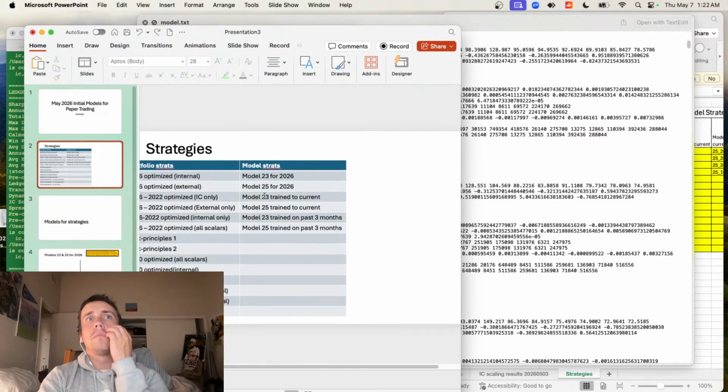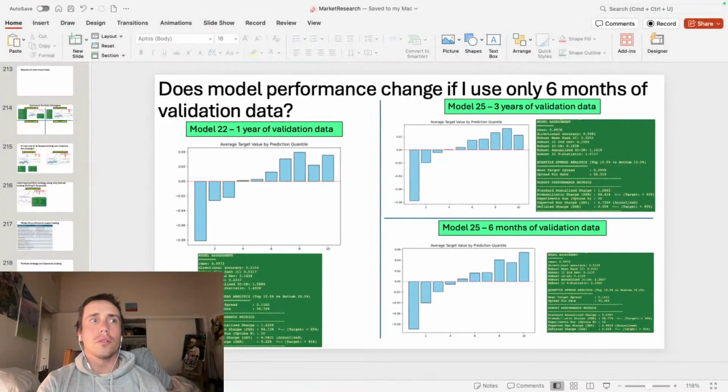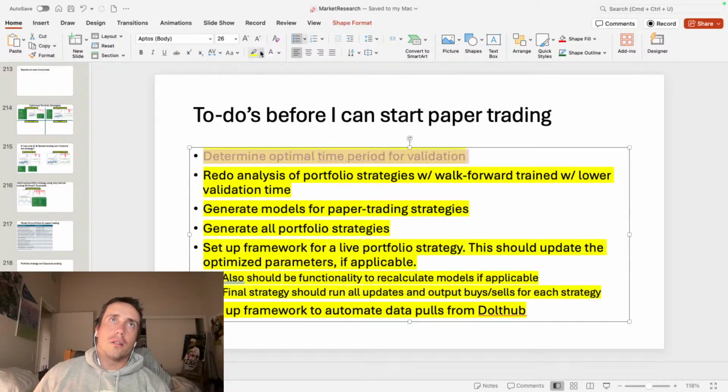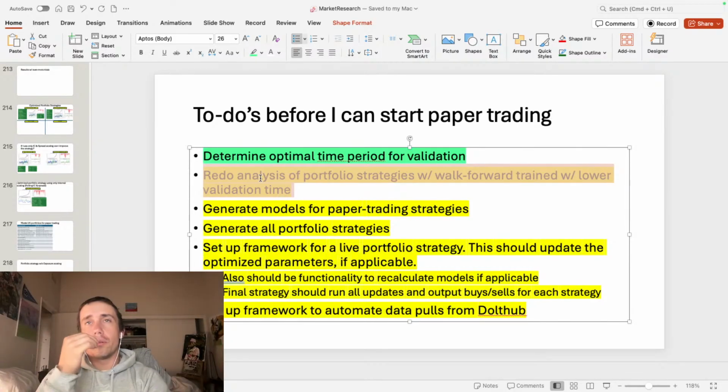Alright, so I forgot I put some to-dos. Determine optimal time period for validation. Okay, I did that. Redo analysis of portfolio strategies with walk forward trained with lower validation. Oh, yeah. Forgot I was gonna do that.